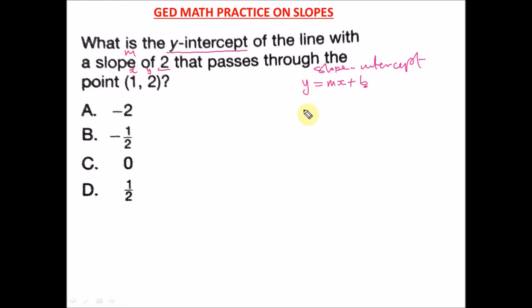So let's put in our values. Y is 2, equal to our slope, 2, times our x, which is 1, plus b. So we have 2 equal to 2 times 1, which is 2, plus b. Let's take this 2 to this side. When we take a positive to this side, we have a negative 2. 2 minus 2 is 0. So 0 is equal to b, which is the same thing as b equal to 0. So the y-intercept of the line is 0, and our right option here is option B.